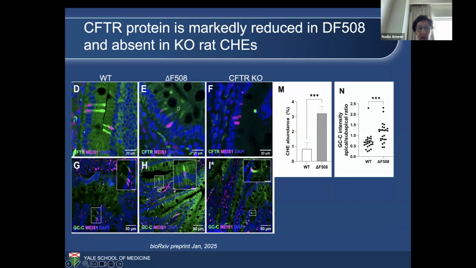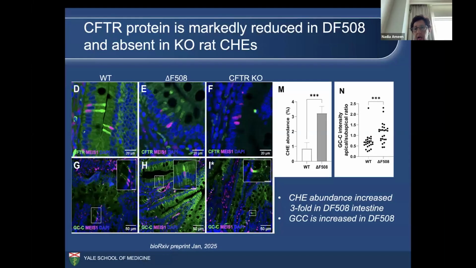Okay, so we have markedly reduced CFTR and no CFTR in the knockout, but you can see the mice-1 is positive. The GCC is highly upregulated in the delta F508 condition, and the mice-1 positive cells are present in the knockout. And we found that the cheese cell abundance increased about threefold in the delta F508 intestine. And here you can see the data on the GCC.